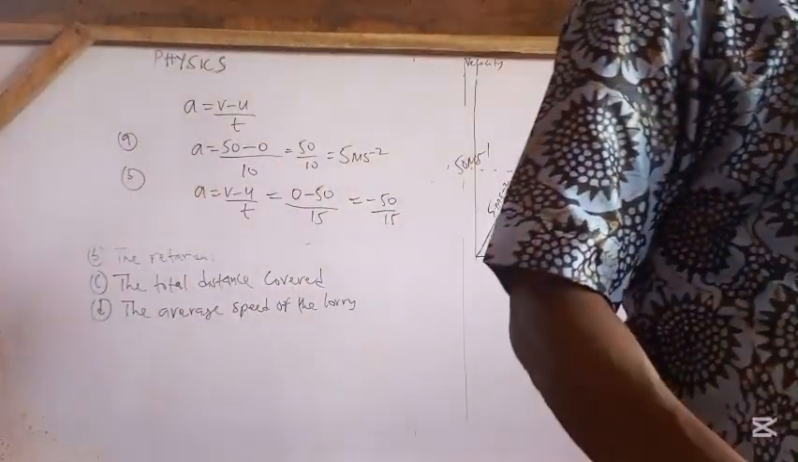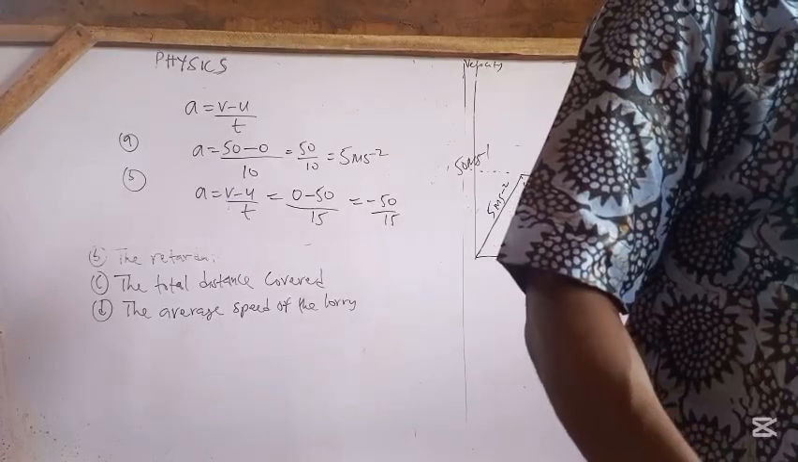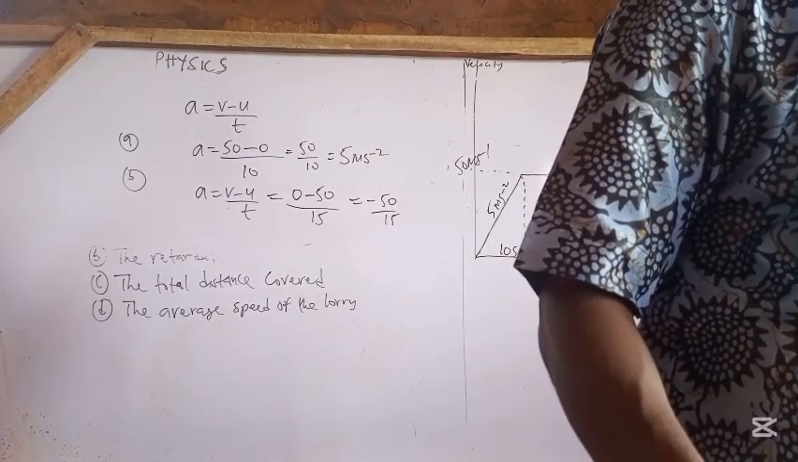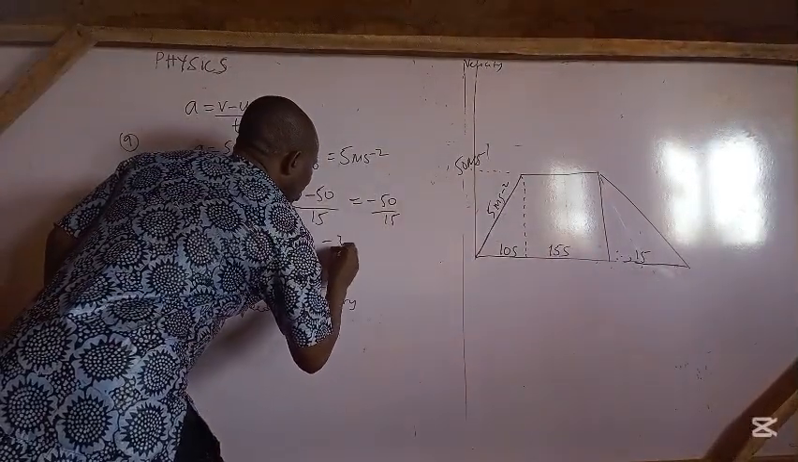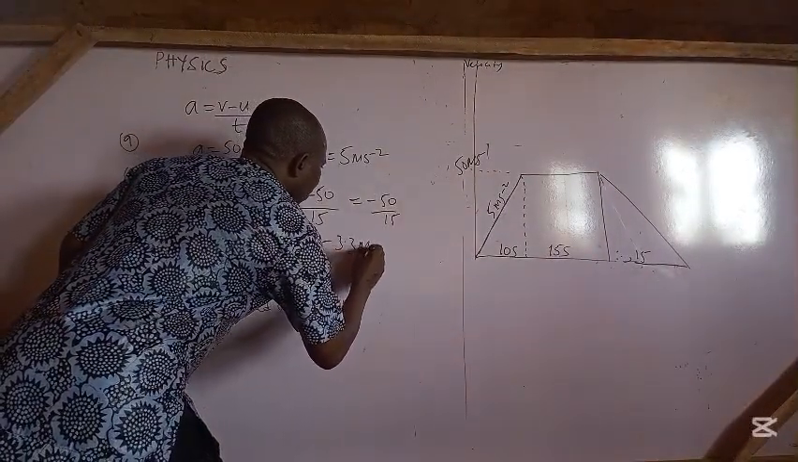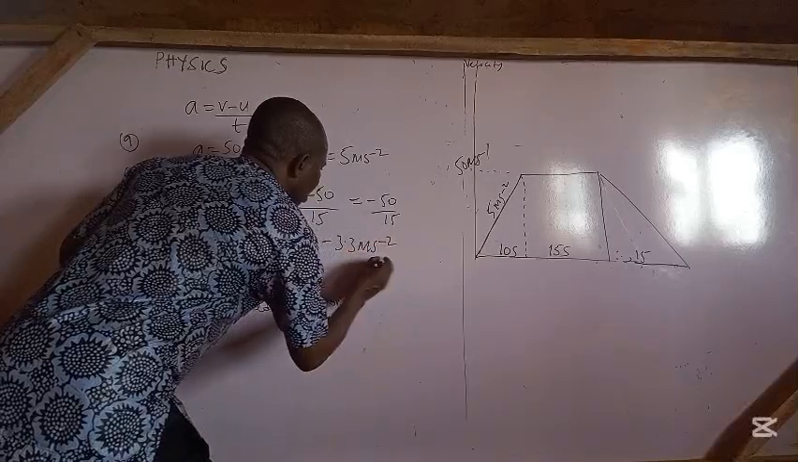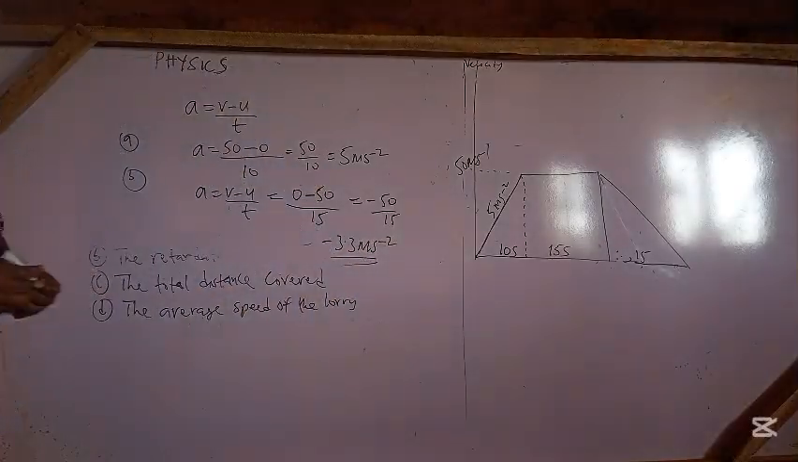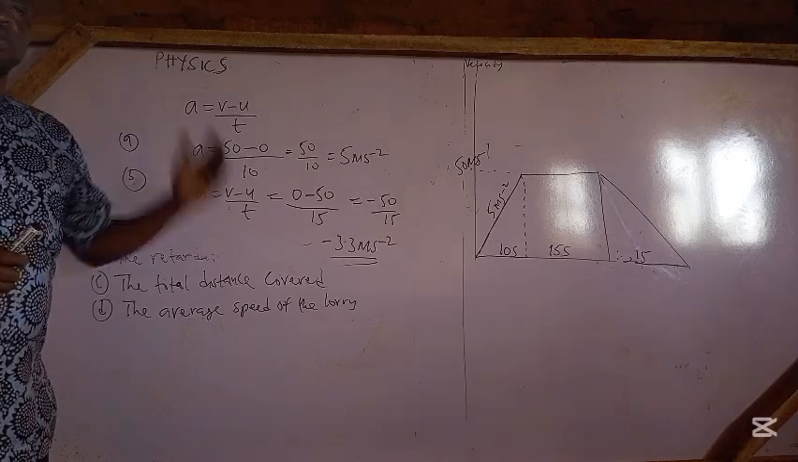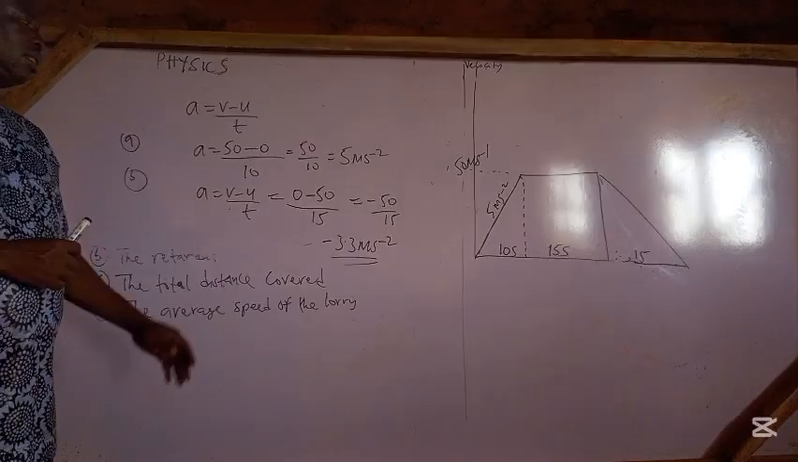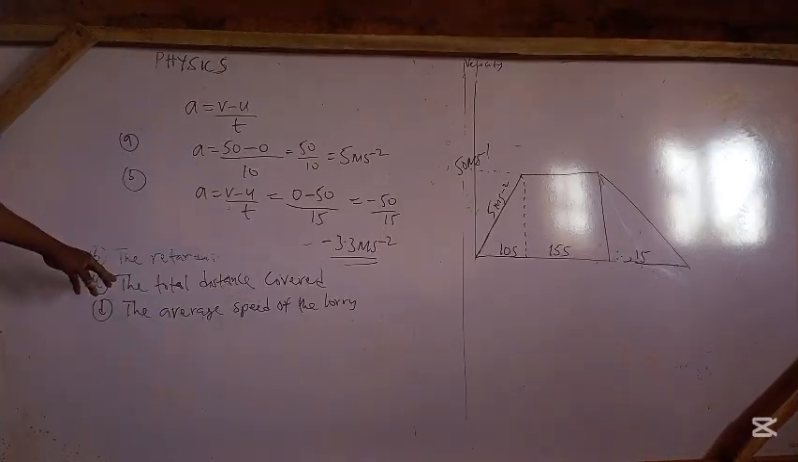So when you do it, you will get 3 point something. 50 divided by 15 is 3.33, minus 3.3 meter per second square. This is acceleration. You can see that we got the negative because the body decelerates. That's the answer. Then the total distance covered.